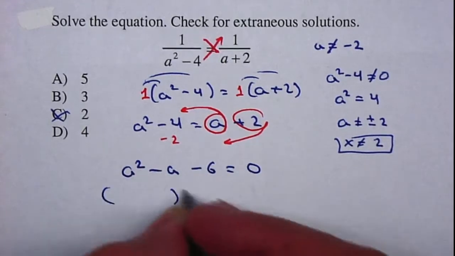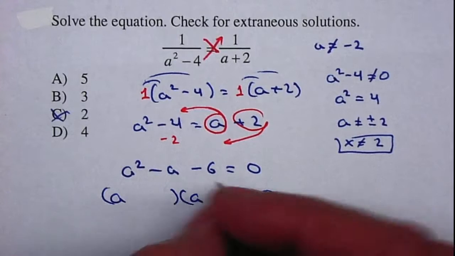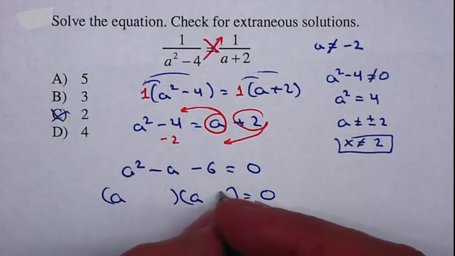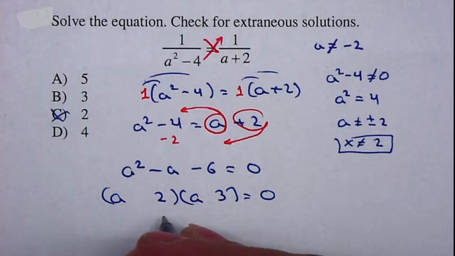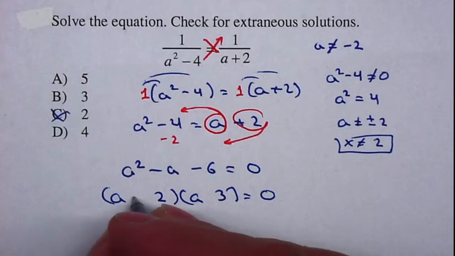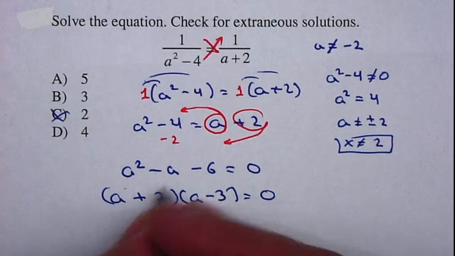I'm going to factor this out. Factors of a squared gives me a and a. Factors of 6: 1 and 6, or 3 and 2. I'm going to use 3 and 2. One negative, one positive. So I'm going to make that a positive and a negative, because that gives me a negative 3a plus 2a is negative a.